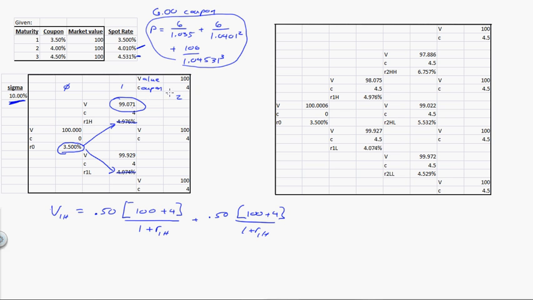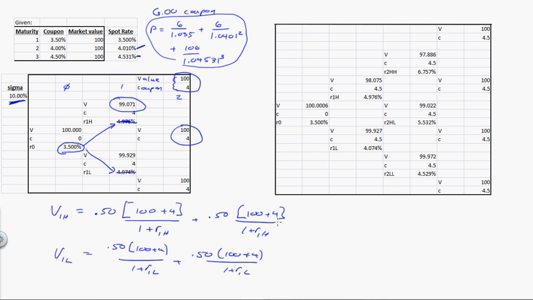So in other words, this value comes from the present value of this payoff and there's a 50% chance of it, plus a 50% chance of the present value of this payoff, and I'm valuing it right now at a rate that I'm not sure of. Same thing down here. The value at time 1 low, if interest rates go low, is 50% chance of 100 plus 4 over 1 plus R1L, plus 50% chance of 100 plus 4 over 1 plus R1L.